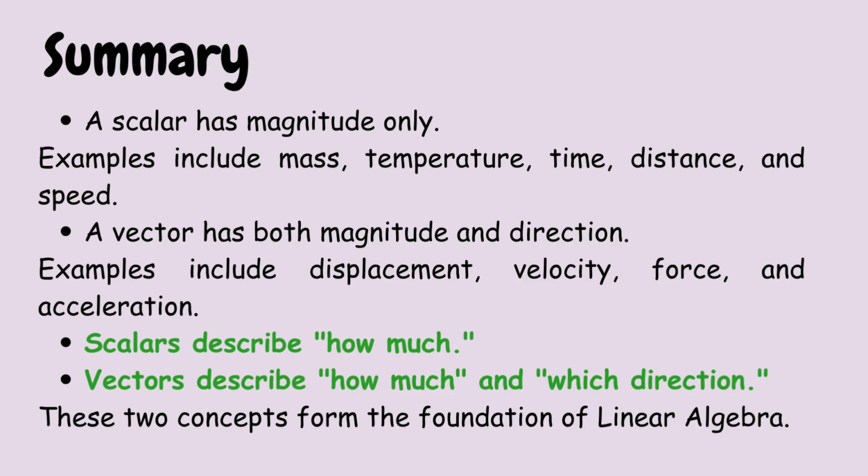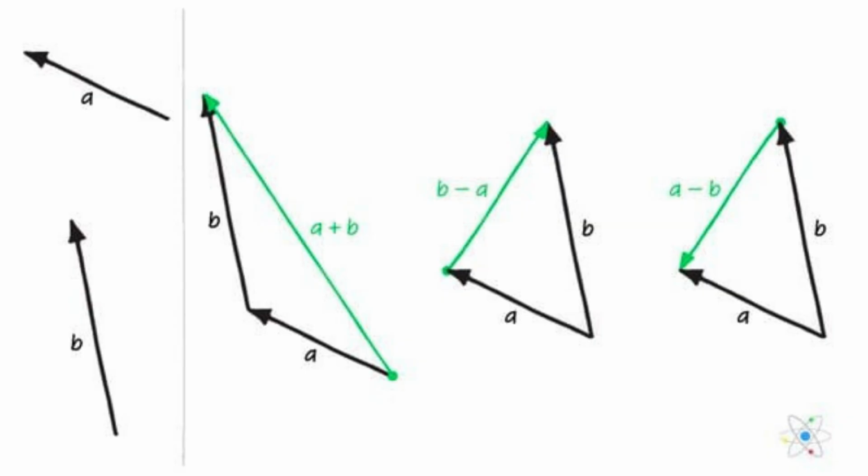Summary. Let's quickly review today's lesson. A scalar has magnitude only. Examples include mass, temperature, time, distance, and speed. A vector has both magnitude and direction. Examples include displacement, velocity, force, and acceleration. Scalars describe how much. Vectors describe how much and which direction. These two concepts form the foundation of linear algebra.